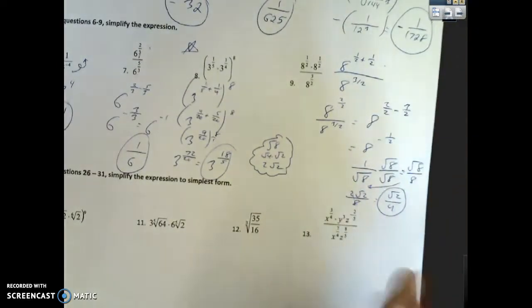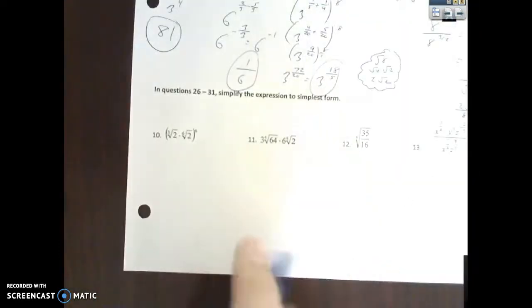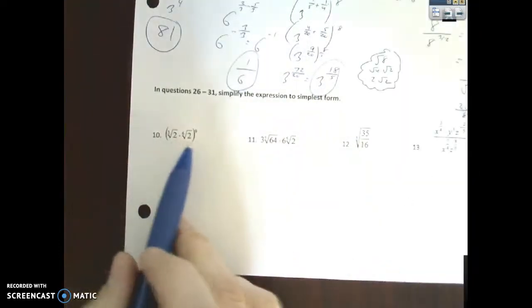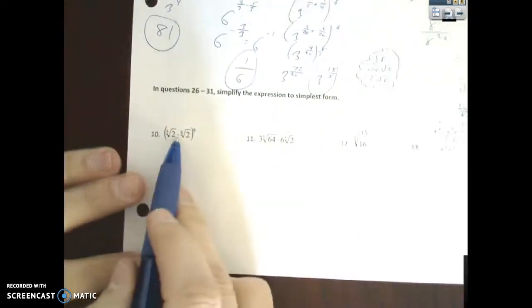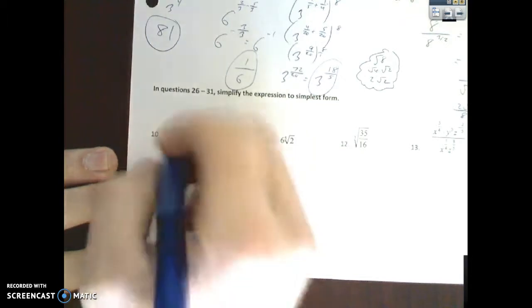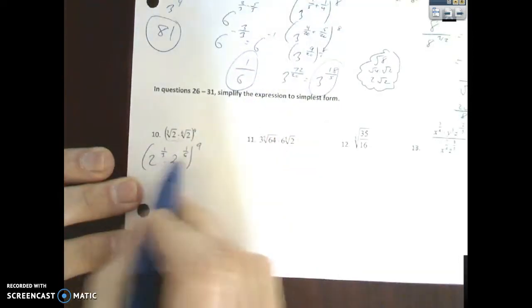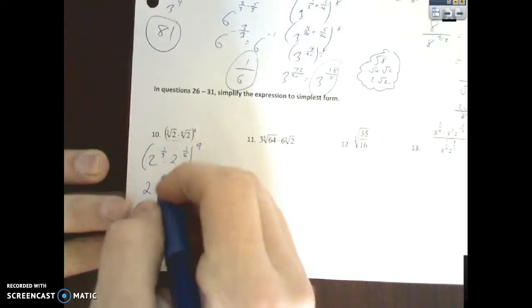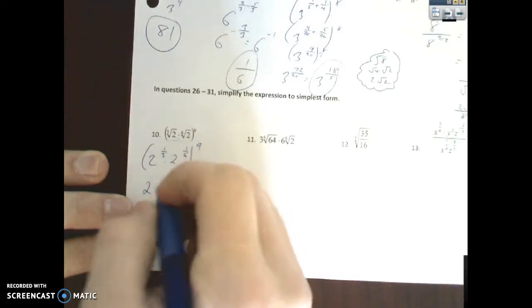All right. Number 10. Okay, I have the cubed root of 2 times the 6th root of 2 raised to the 9th power. I'm going to rewrite this in exponential rational form. So I have 2 to the 1/3 power times 2 to the 1/6 power, all of that raised to the 9th. Okay, I can add these together. I get, let's see, common denominator would be 18. Top and bottom, I get 6 over 18.